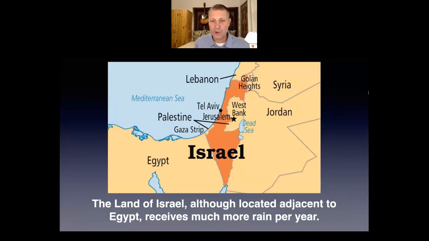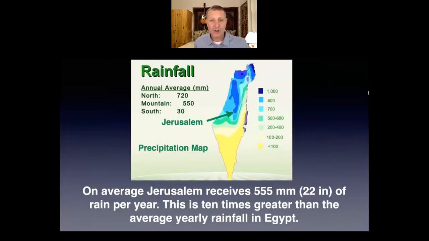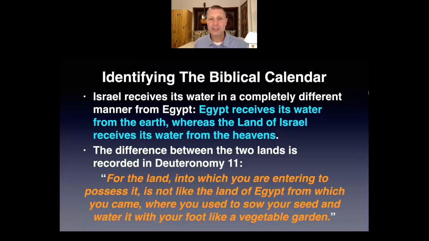The land of Israel, although located adjacent to Egypt, receives much more rain per year. On average, Jerusalem receives 555 millimeters or 22 inches of rain per year. This is 10 times greater than the average yearly rainfall in Egypt. And as you look on your screen for this precipitation map for Israel, Jerusalem is located in the center. And as you go north, you actually see how the rainfall increases to almost twice as much as Jerusalem receives, up to 1,000 millimeters.